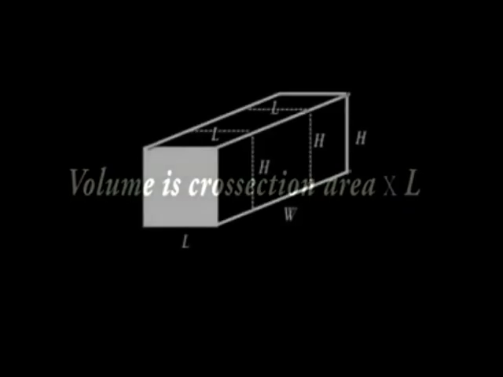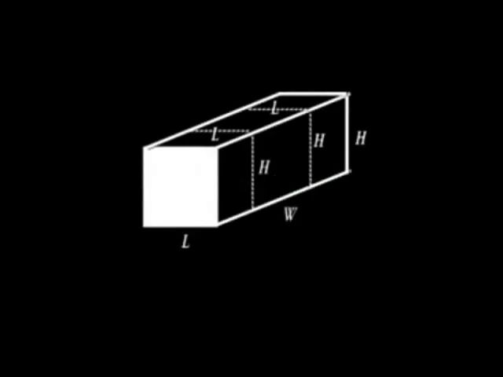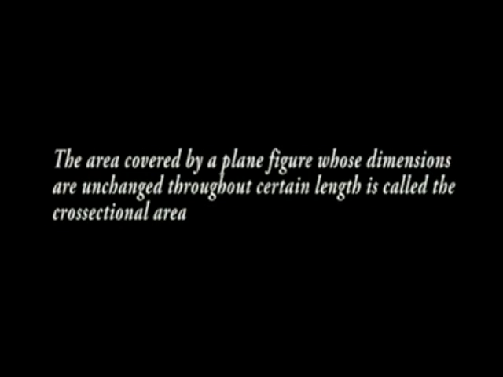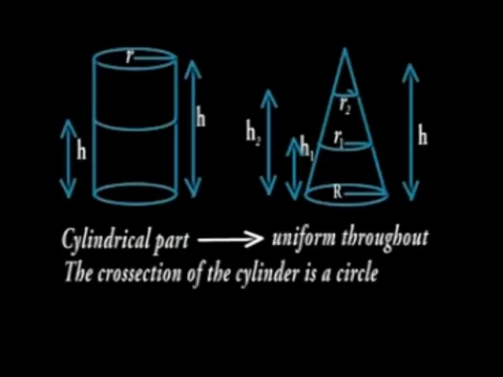Consider the shaded part of the cuboid above. If you move along the width, the dimensions L and H are constant as shown by the dotted lines. Similarly, the dimensions H and W will be constant along L. Finally, L and W will be constant along H. The area covered by a plane figure whose dimensions are unchanged throughout a certain length is called the cross-sectional area. Let's use a cylinder and a cone to extrapolate further.